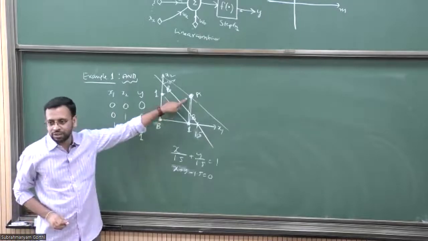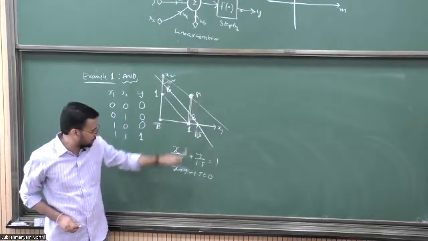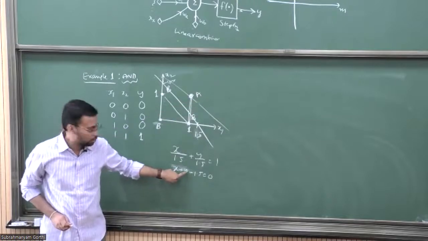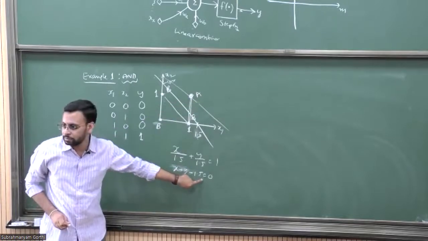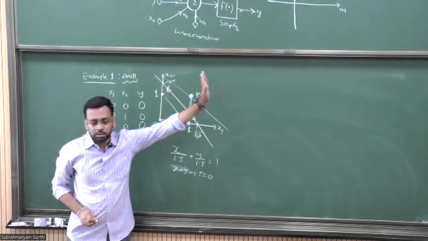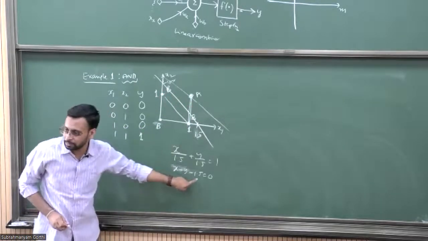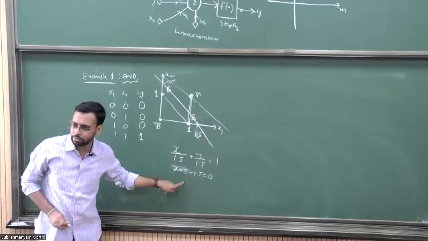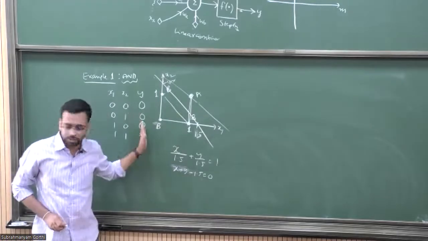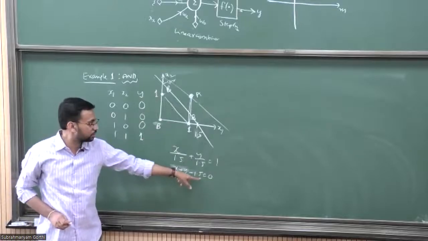If you want to check it out, how can I do that now? Put 1, 1 here, both 1, gives 2. 2 minus 1.5 is 0.5, so greater than 0. Put some other point here, 1, 0, one of them being 1. 1 minus 1.5 is negative 0.5. 0, 0 minus 1.5 is negative. 1, 0 and 0, 1 would give you the same thing.